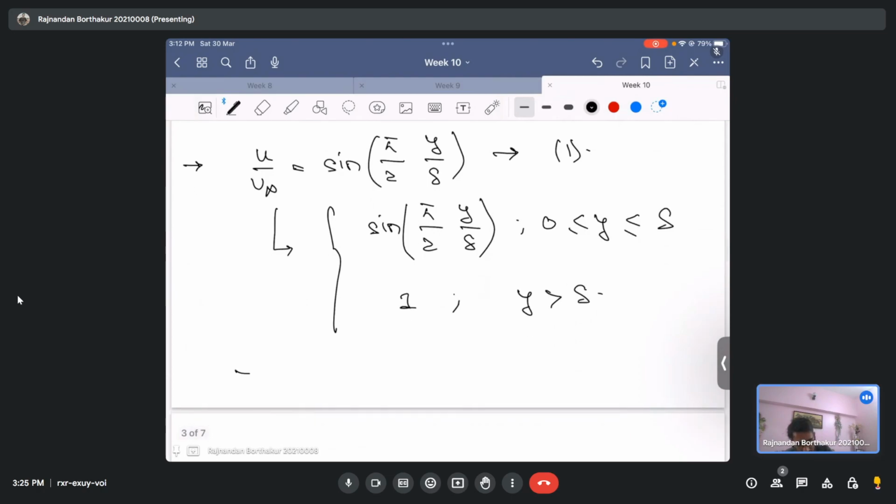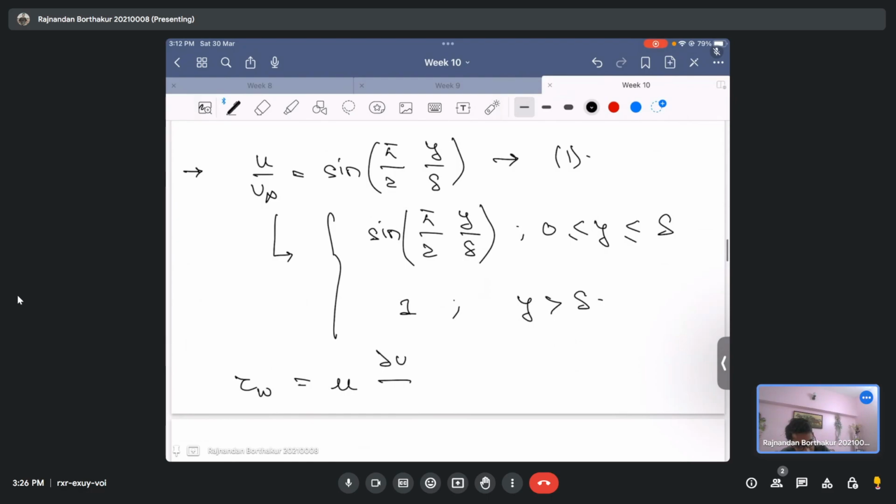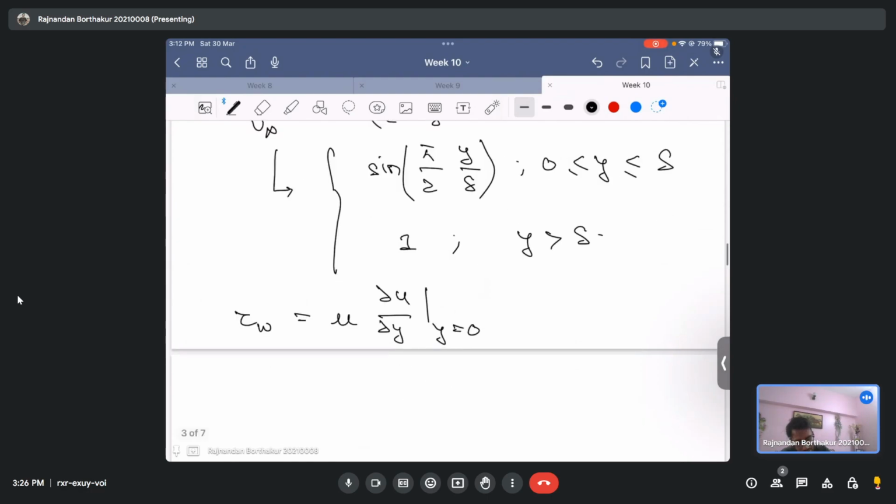So once we know the velocity profile, the first step of calculating how the boundary layer thickness varies along x is by first calculating the wall shear stress. The wall shear stress tau w, as we all know, is given by mu times del u by del y at y equal to 0. And this is simple to evaluate.